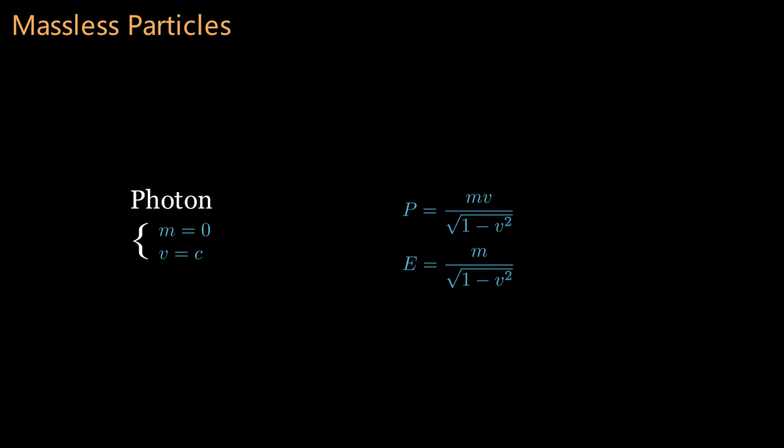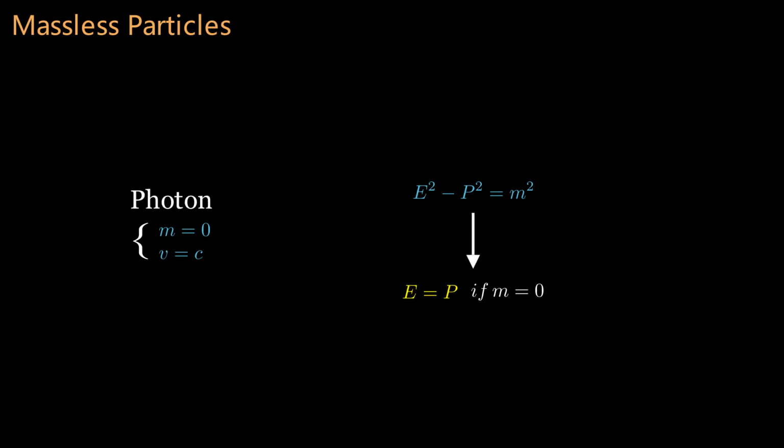For photons, their mass is zero, and they travel at the speed of light. In this case, using velocity and mass to calculate the energy and momentum of a photon no longer works, because both the numerator and denominator in the formula would be zero. However, the relationship between energy, momentum, and mass still holds. When the mass is zero, we find that energy equals momentum. If the speed of light is not equal to 1, energy is momentum times the speed of light.